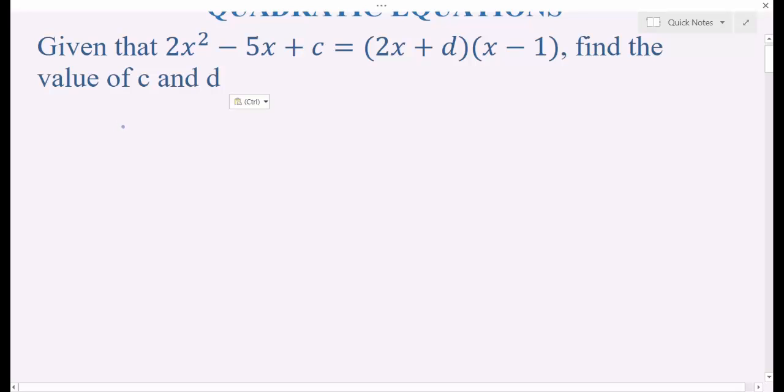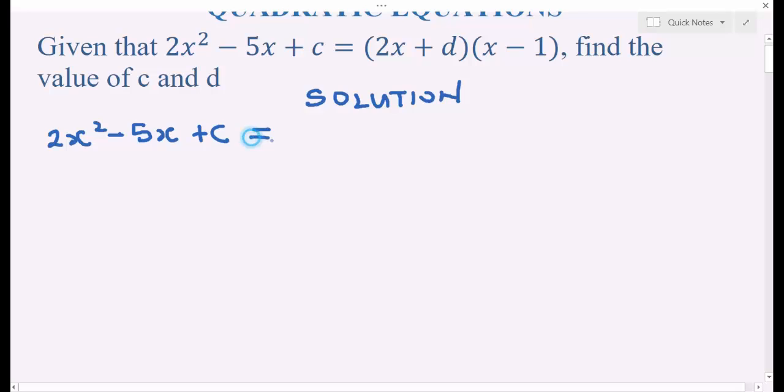This example says that 2x squared minus 5x plus c is equal to (2x plus d) all into (x minus 1). Now let us start working the solution. Our 2x squared minus 5x plus c on the left hand side is equal to (2x plus d) into (x minus 1). Like we did in the previous example, we have to expand the right hand side.